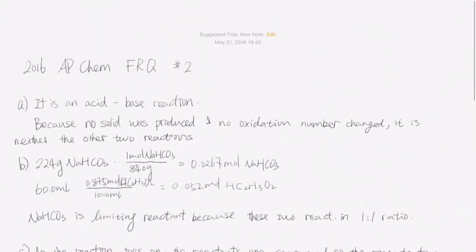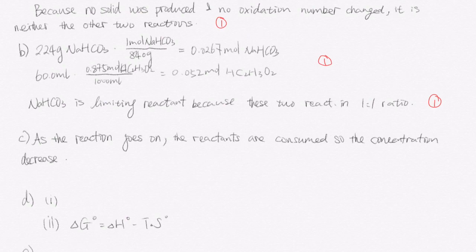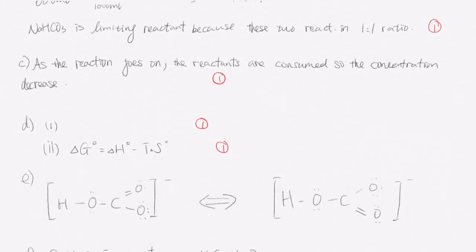So now I will point out how the College Board assigned the points in this question. For part A, if you answer it's an acid and base reaction, it's 1 point, and then the reason is the other point. For part B, if you write the two equations, it's 1 point. Explanation, it's 1 point. C, the correct explanation, it's 1 point. D, if you circle the right answer, it's 1 point. The right explanation, it's 1 point.